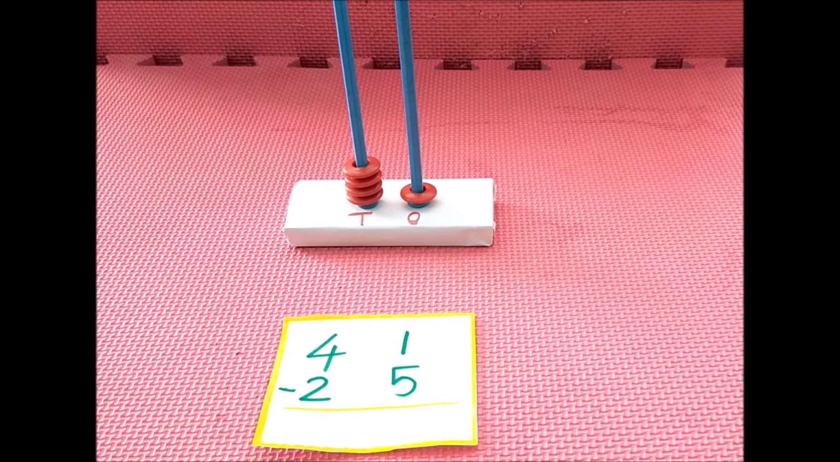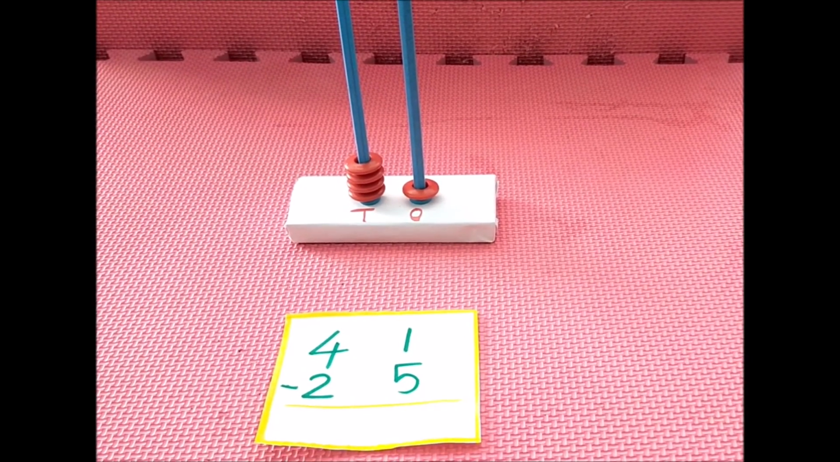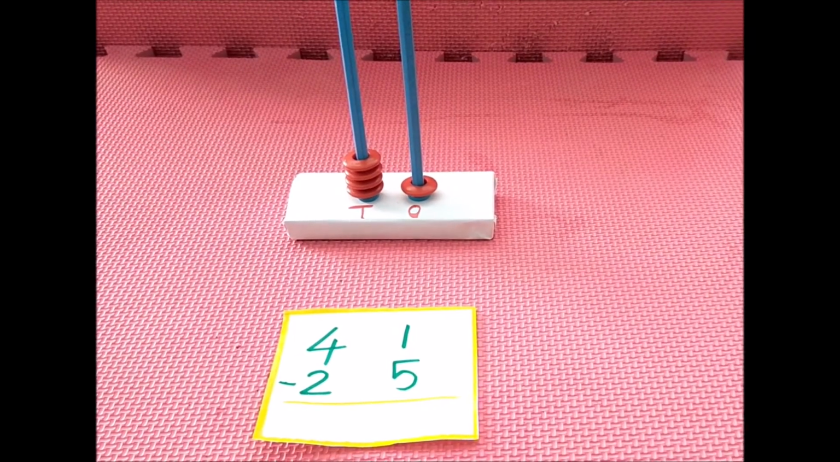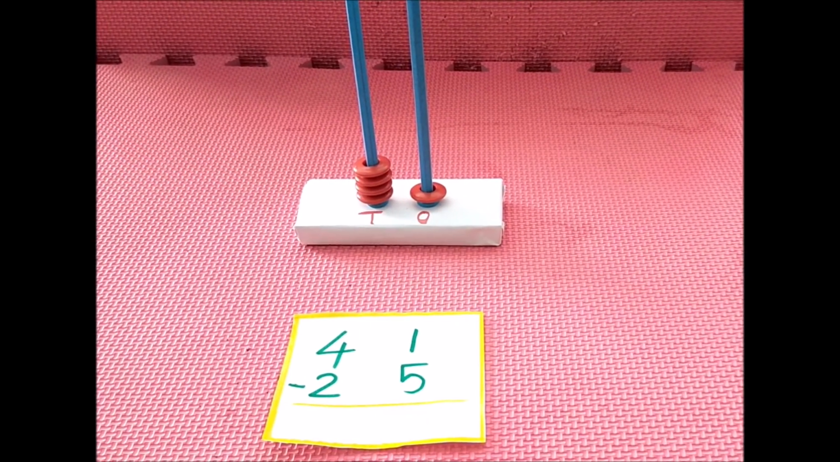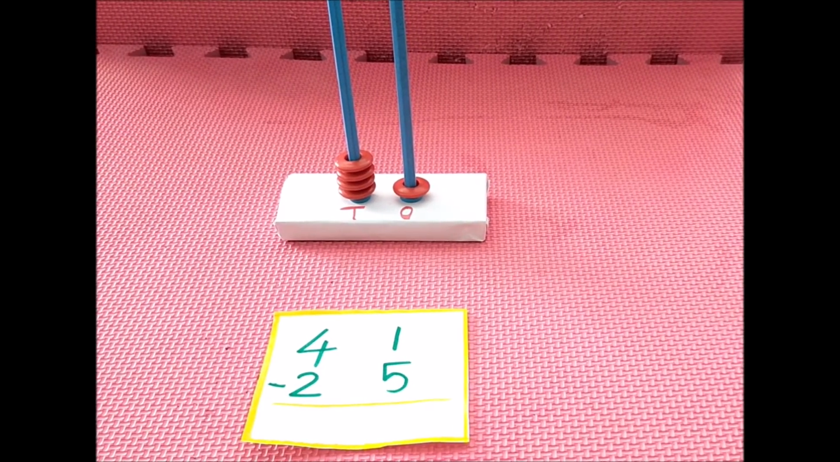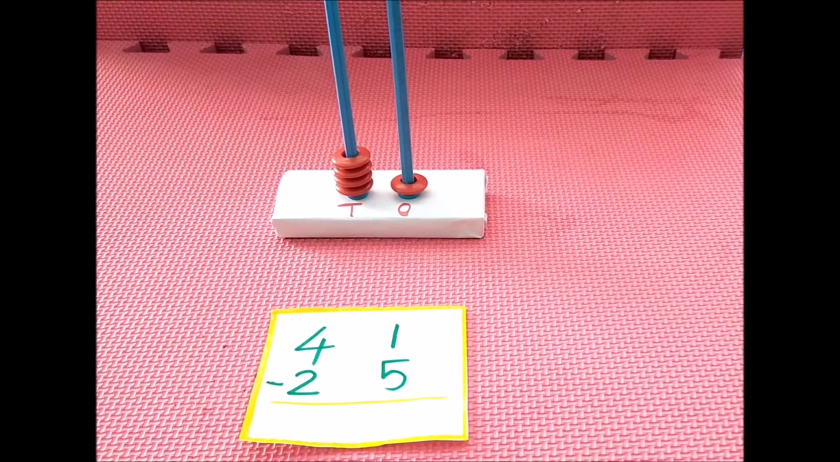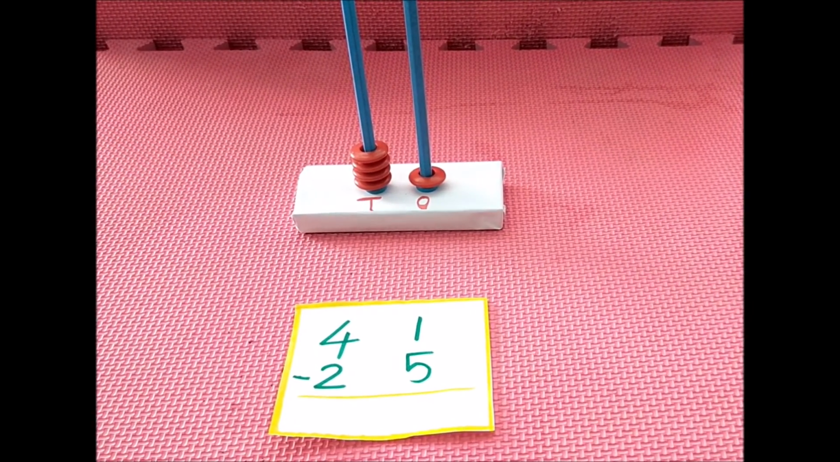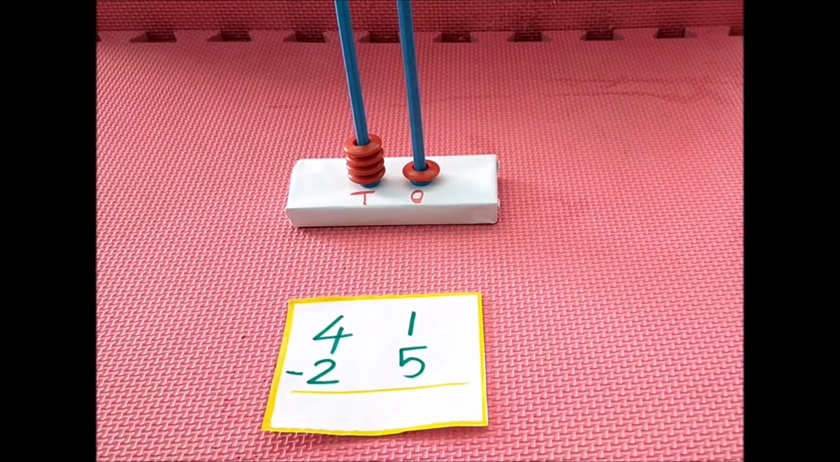So I have filled the spike abacus with 41. So 4 beads in tens column and 1 bead in ones column. So 1 minus 5, which is impossible. So I am going to borrow from 4. So I am going to strike out 4 and write 3.